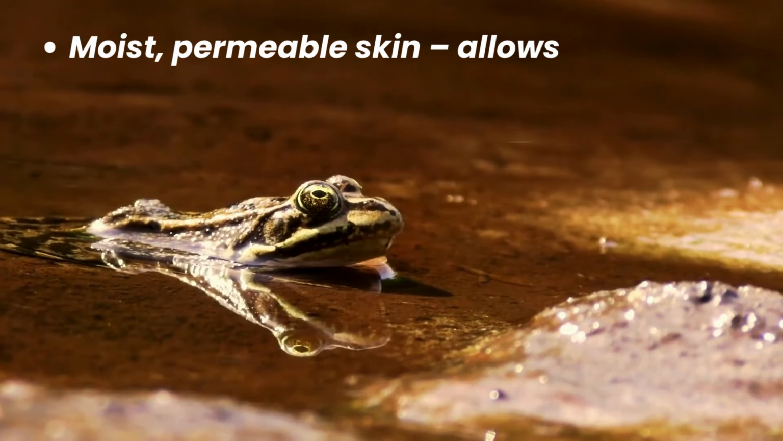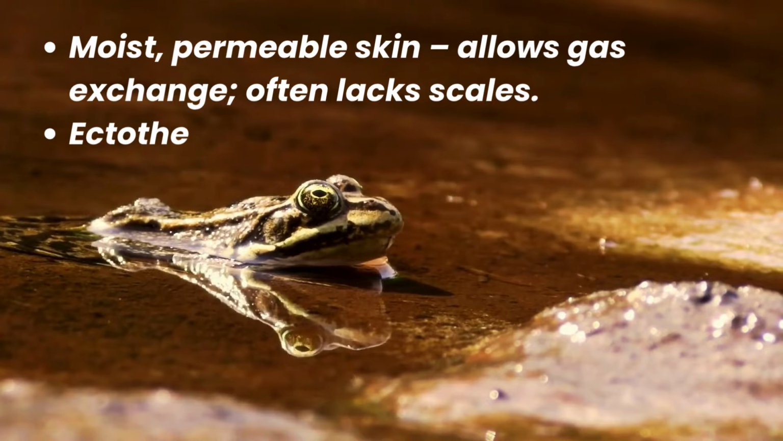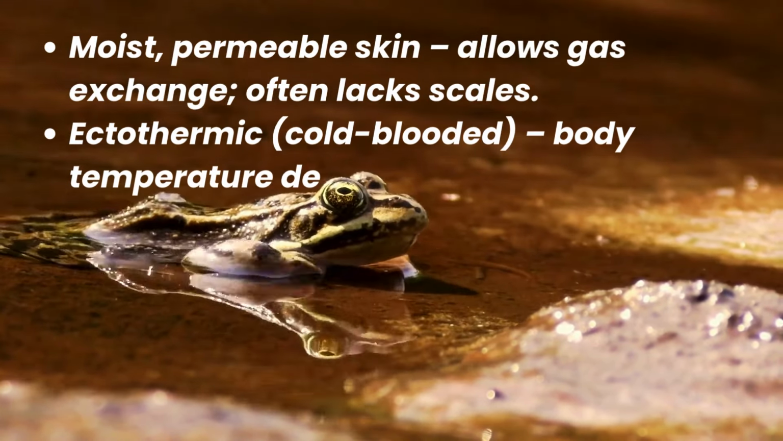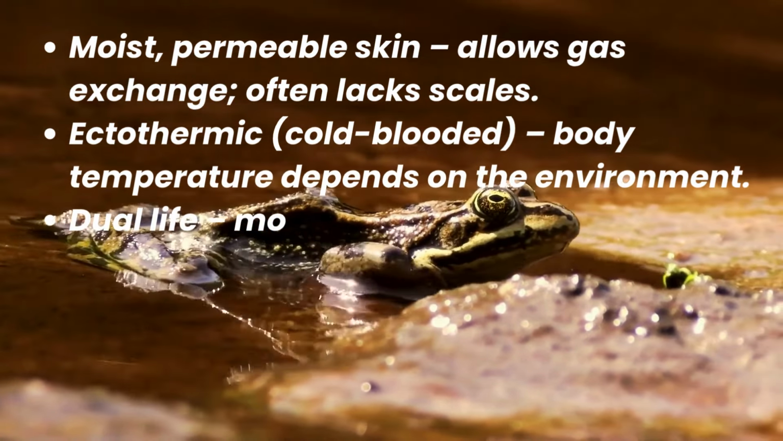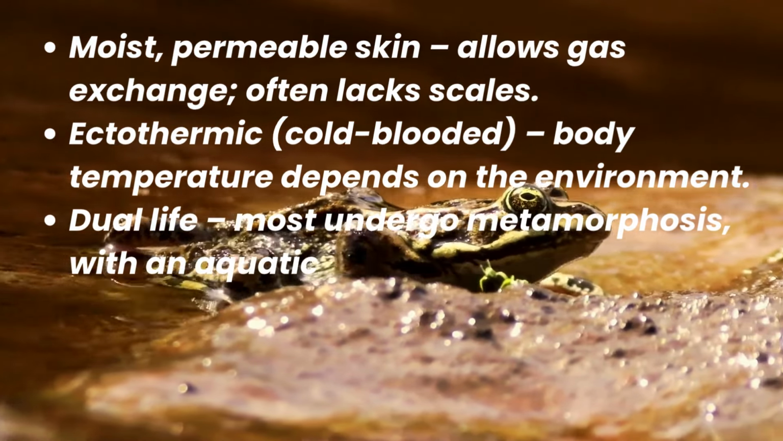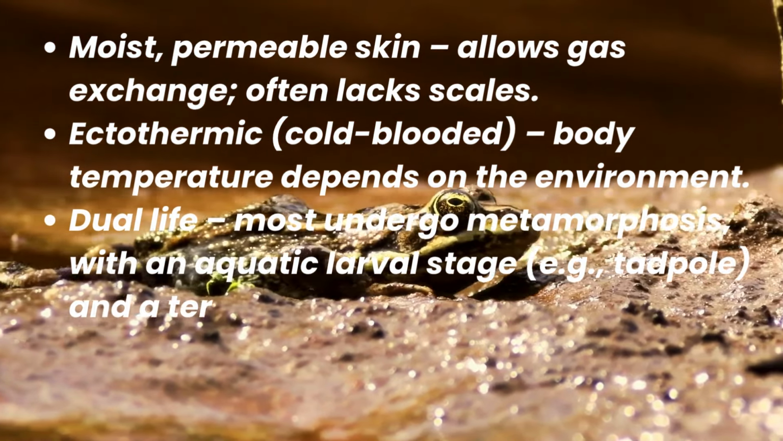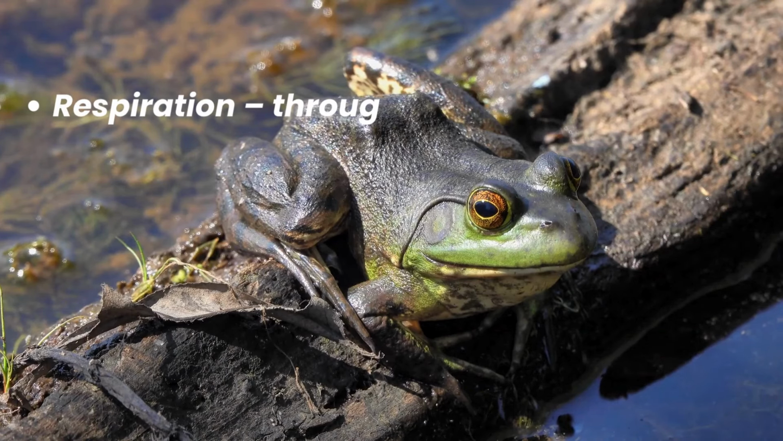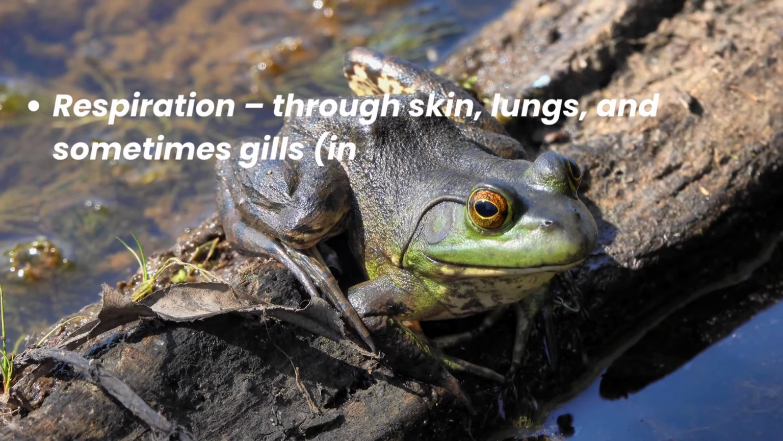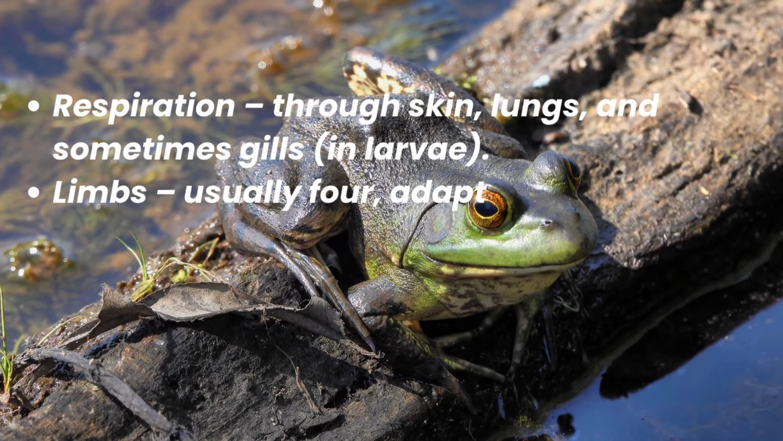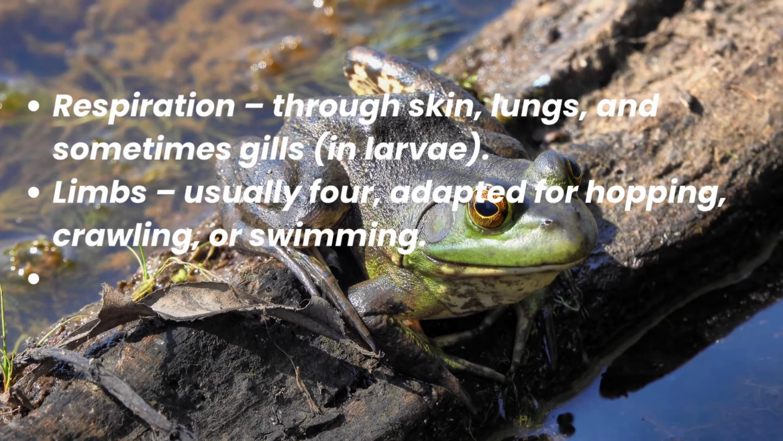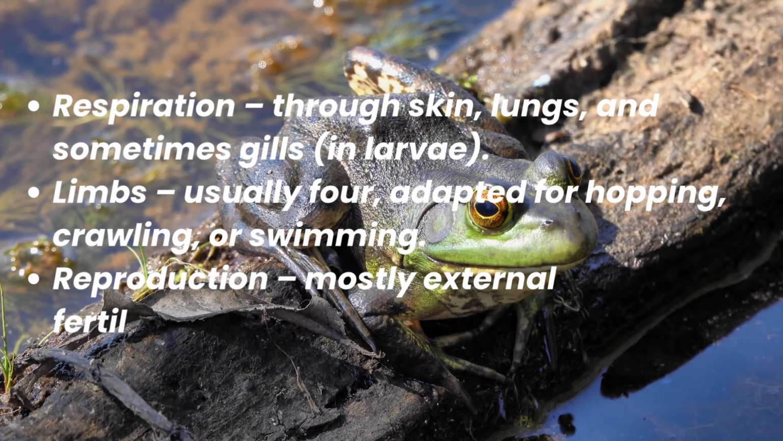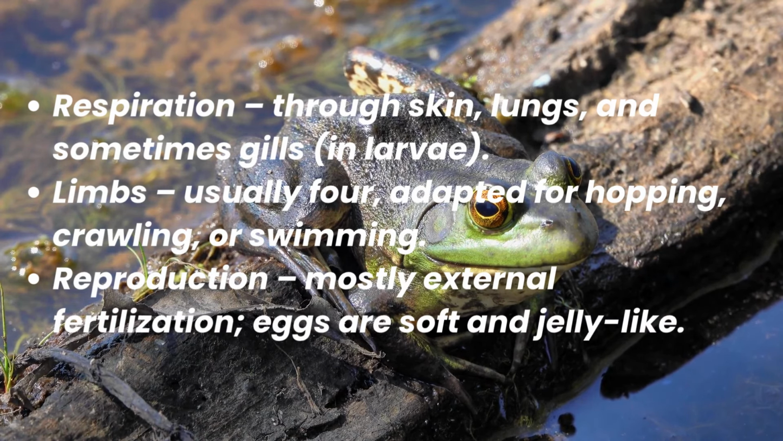Explain the main characteristic features of amphibians. Moist, permeable skin, ectothermic or cold-blooded, dual life. Most undergo metamorphosis, with an aquatic larval stage, e.g., tadpole, and a terrestrial adult stage. Respiration, through skin, lungs, and sometimes gills. Limbs, usually 4. Reproduction, mostly external fertilization. Eggs are soft and jelly-like.